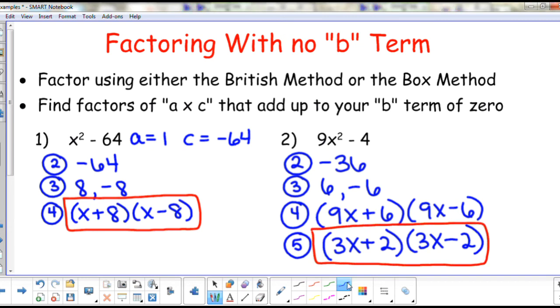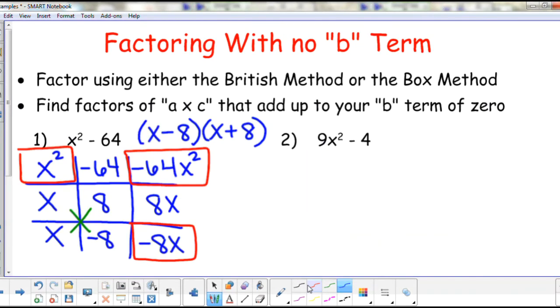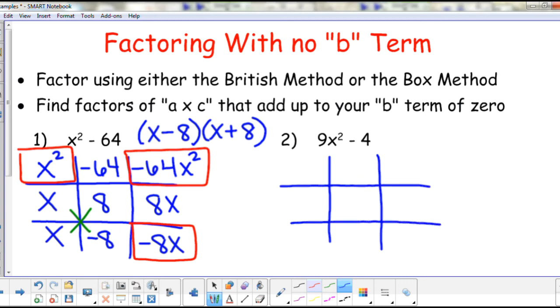Now we can factor this with the box method. So with the box method, my first term is 9x squared. My last term is negative 4. When I multiply 9x squared times negative 4, I get a negative 36x squared. I need factors of a negative 36 that are going to add up to 0. Positive 6x and a negative 6x.